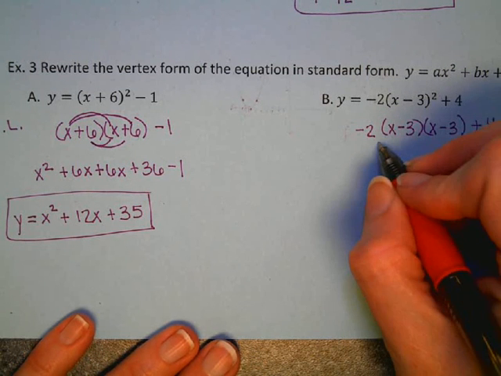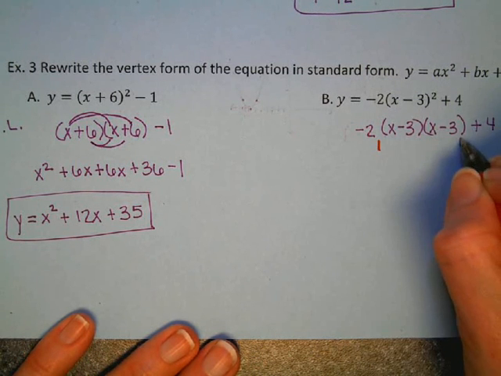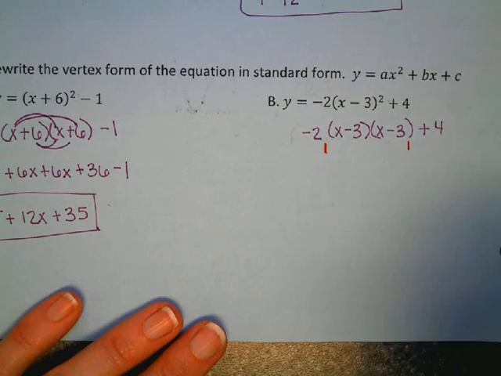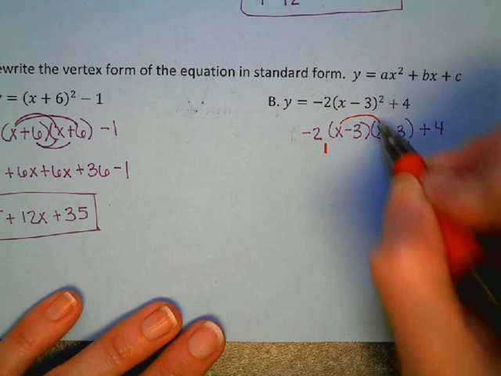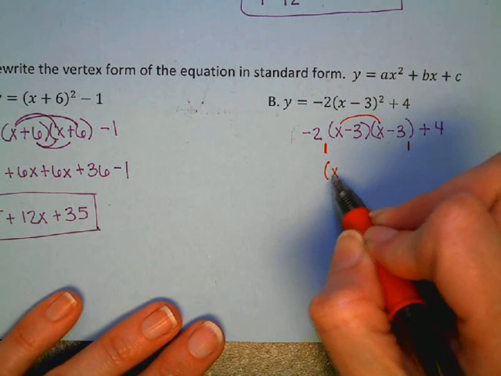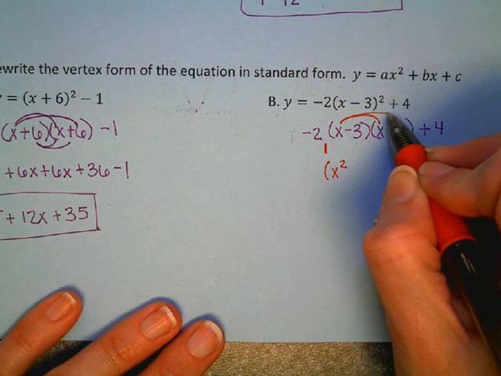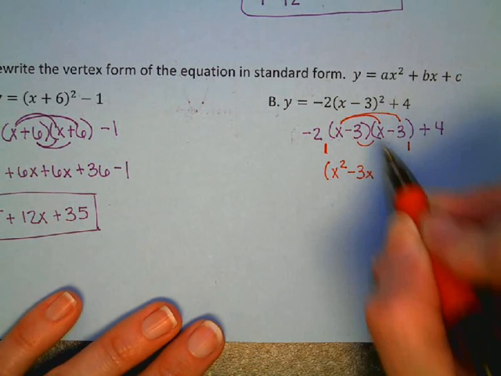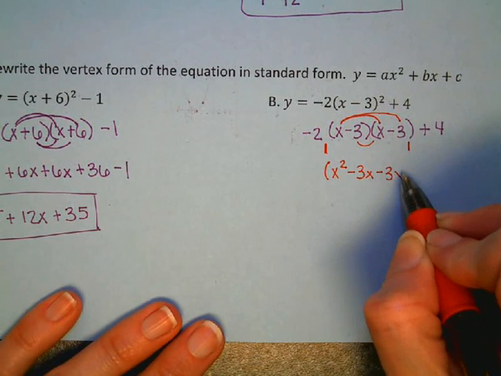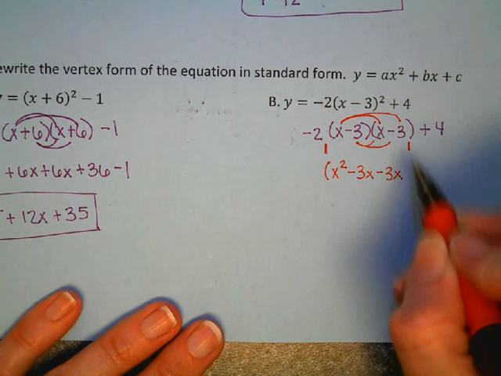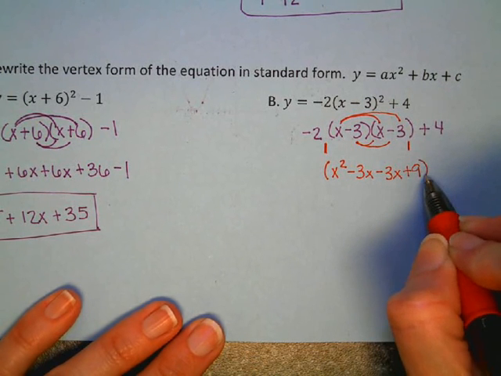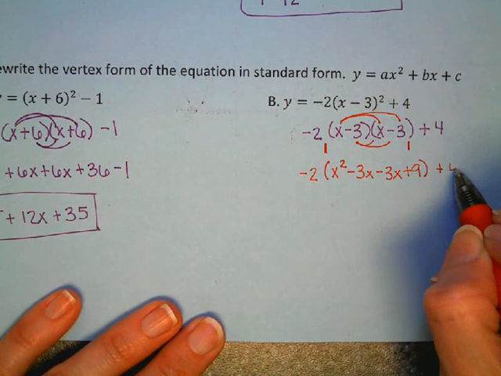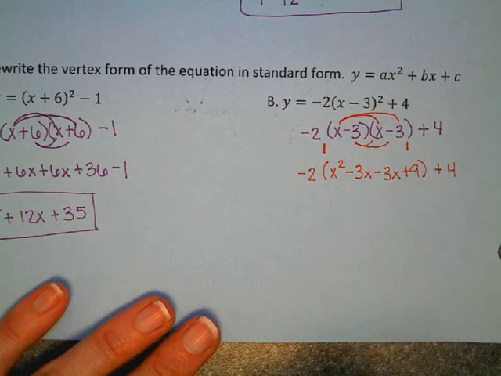So x times x is x squared. X times negative 3 is negative 3x. And negative 3x again. And negative 3 times negative 3 is positive 9. Bring down the negative 2 that's in front and the plus 4 that was at the end. I'm going to combine my like terms before I distribute, just so I have less to multiply to. I have x squared minus 6x plus 9.